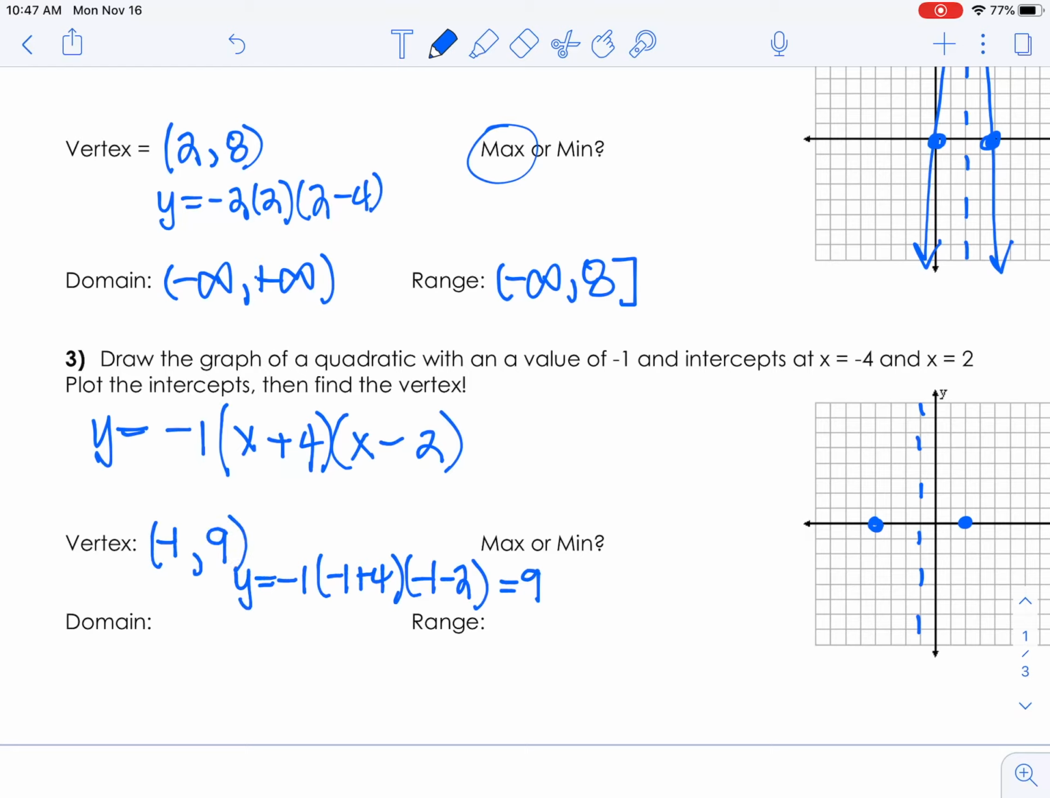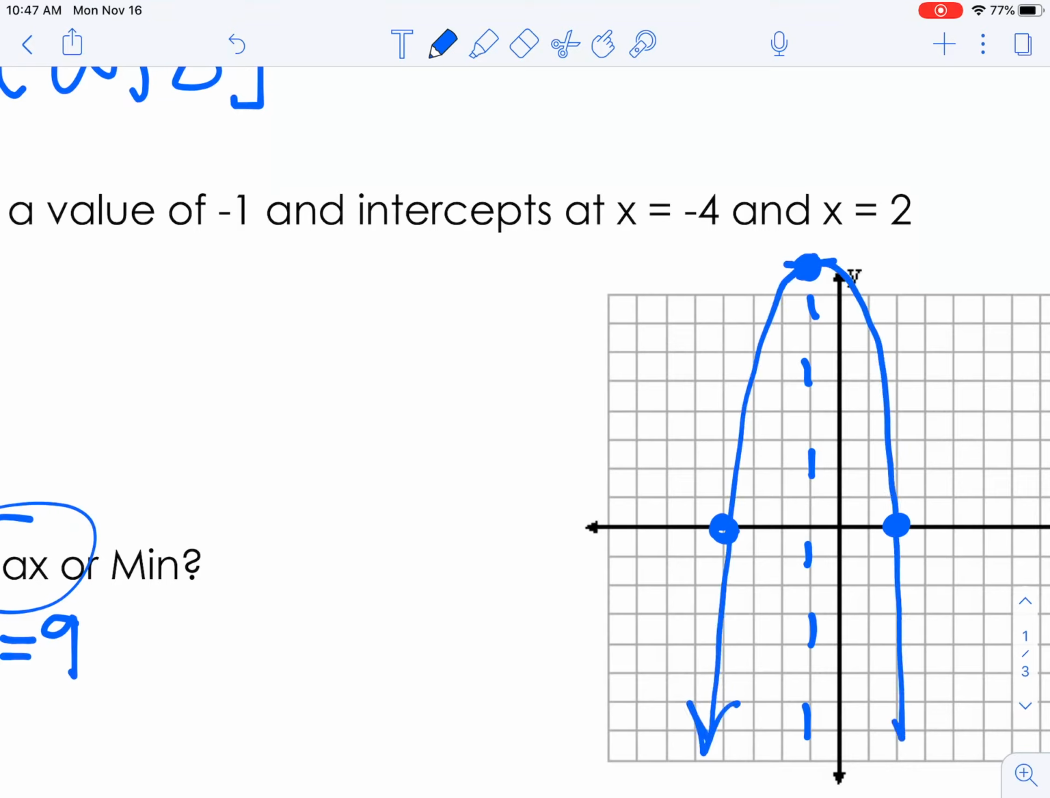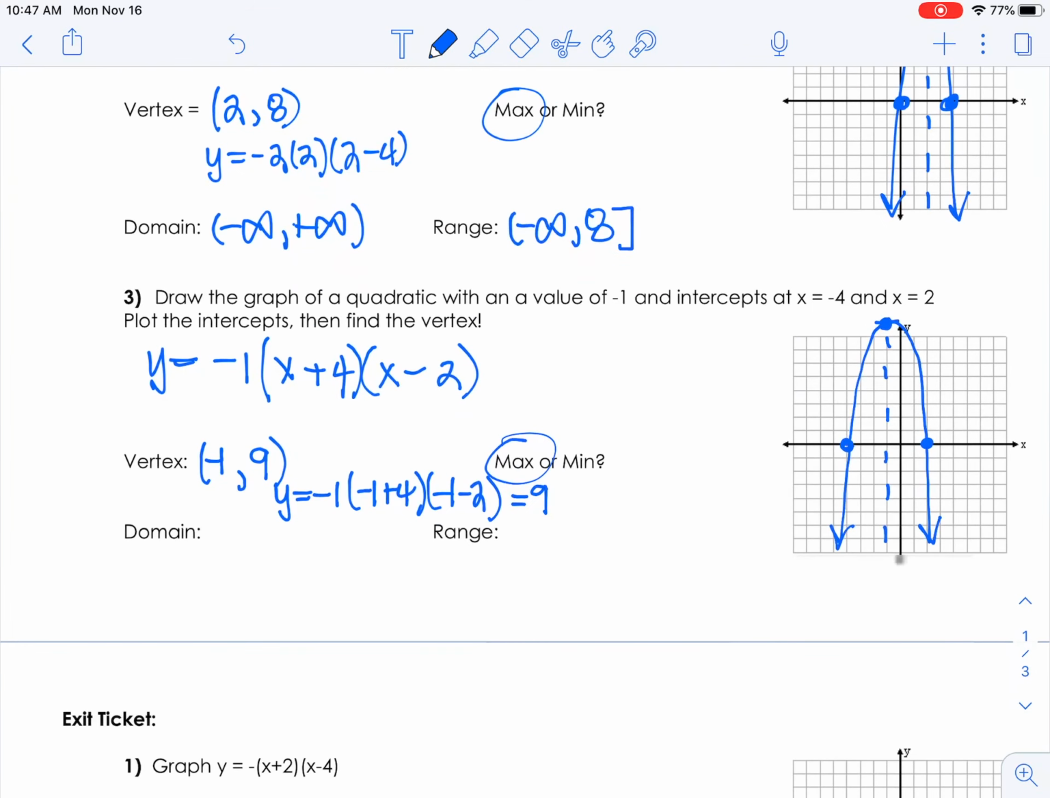Okay, now hopefully we can predict that this will be a maximum because our a value was negative, so it was reflected. But we're going to go up. I knew that the last one was 8, so I'll go 1 unit above that to 9. And draw my graph down. Okay, indeed it was a maximum with a domain of negative infinity to positive infinity and a range of negative infinity up to positive 9.